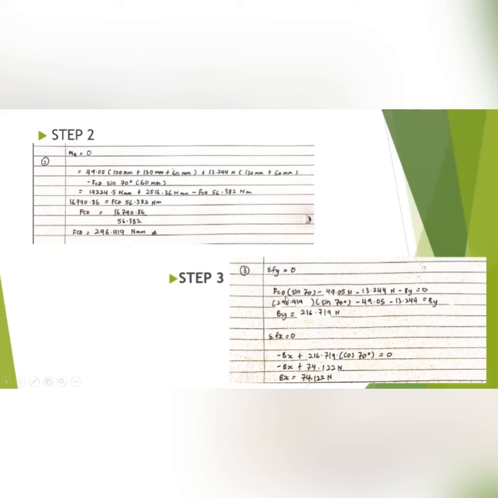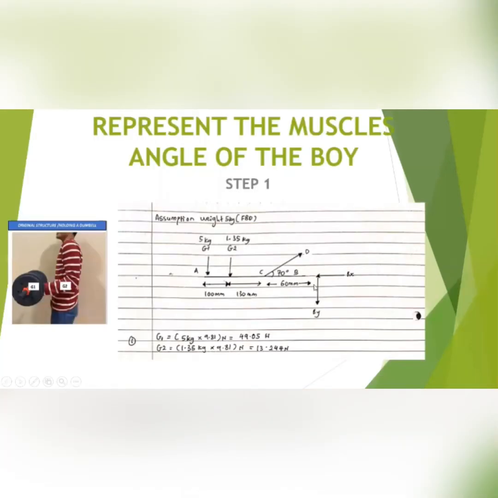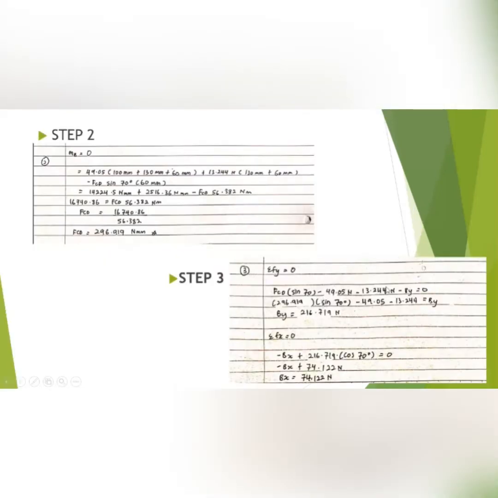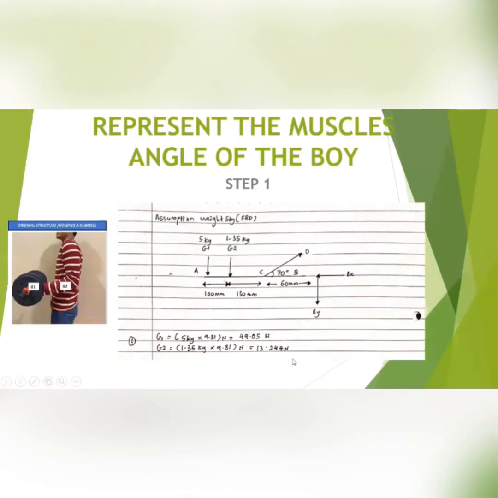Lastly, step 3, we find the sum of Fy equal to 0. In the equation, FCD multiplied by sin 17 minus G1 minus G2 minus By, because the arrow is going down, equals 0. Lastly, the final answer for By is 216.719 Newton.